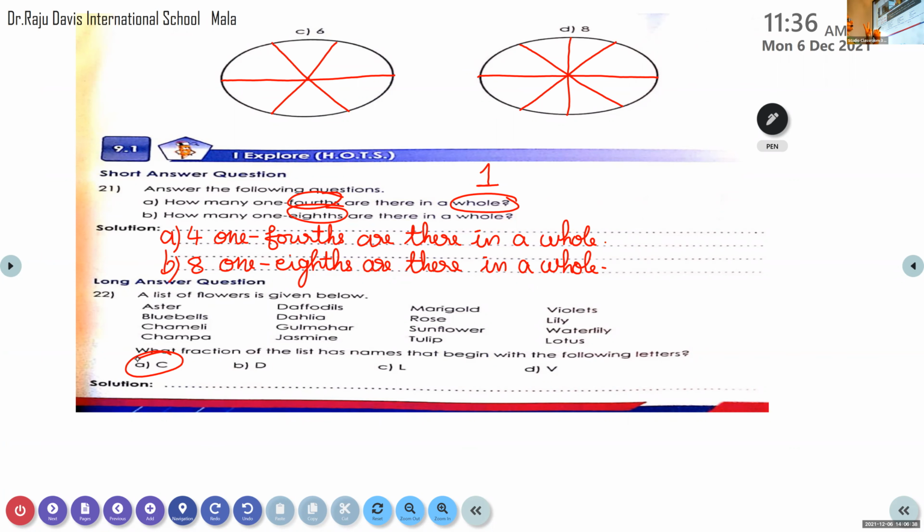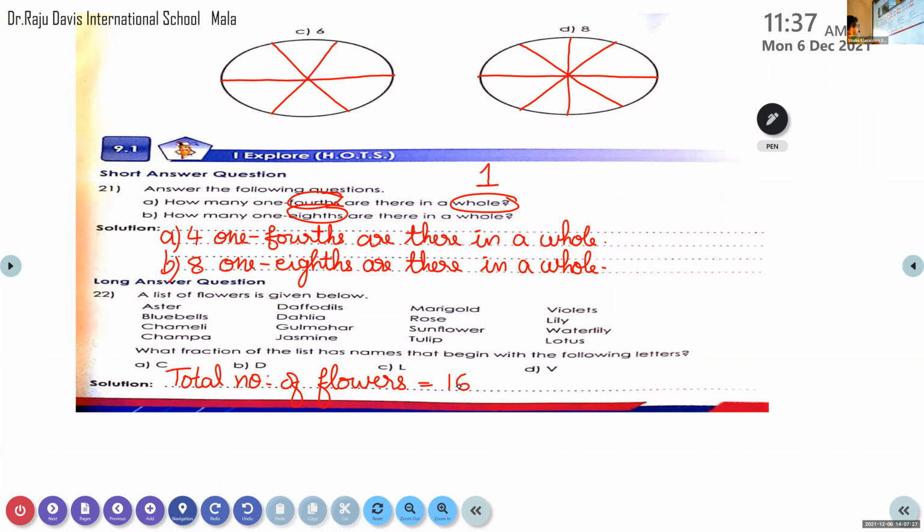So, 2 are starting with C. And what will be the denominator? The total number of flowers should be the denominator, right? So first thing you have to do is find how many total flowers there are. Total number of flowers is equal to, how many are there, count? Not C, the total number of flowers. 16. That should be the denominator. The total number of flowers are 16.